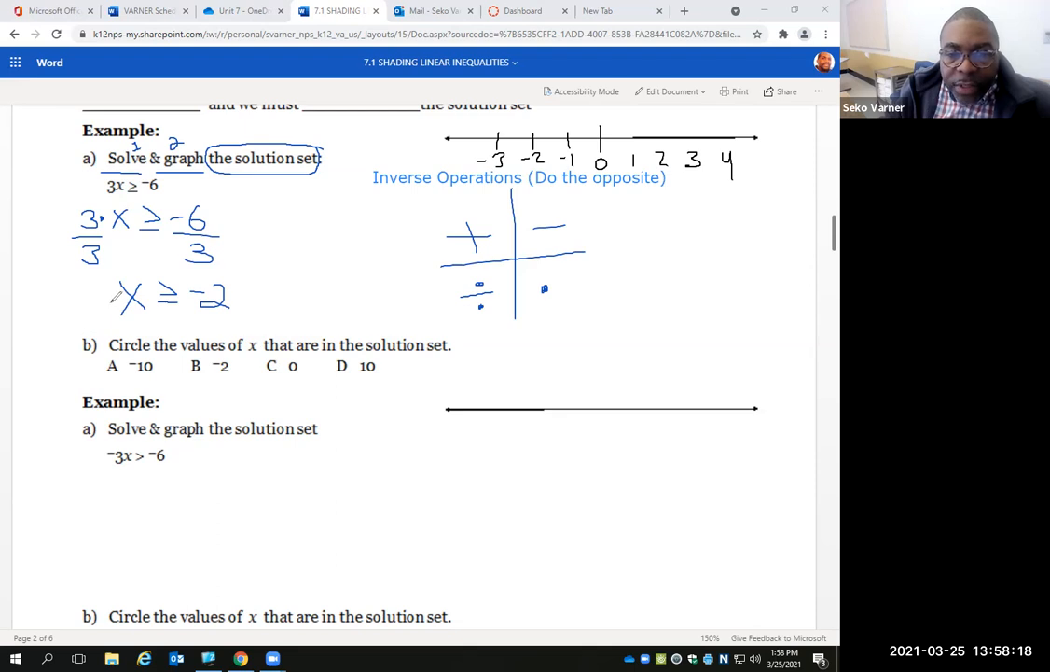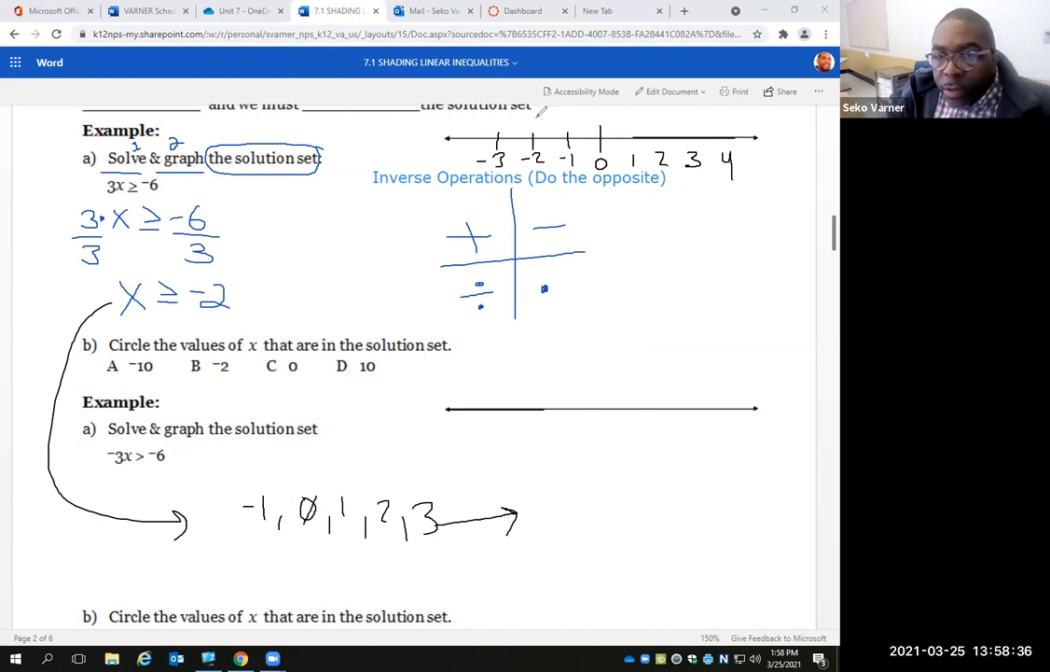So the solution set for x could be -1, 0, 1, 2, 3, all the way to infinity. I'm going to go to the -2, which is right here, and put a circle. Since x is greater than or equal to, I'm going to put a dark circle, and I'm going to graph this way.